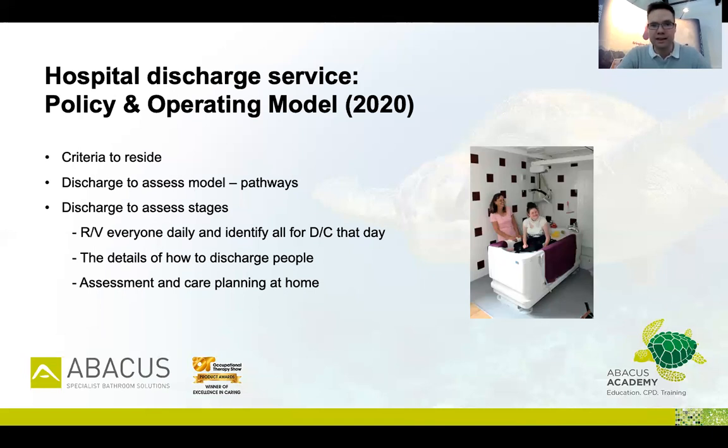It talks about the details of how to discharge people, talks about the assessment and care planning at home. Really what it says is that discharge to assess is a model and not an assessment in its own right. So it's a longer process from the minute somebody is either brought in to hospital by an ambulance or walks in and is admitted. So as soon as somebody is admitted to hospital, it's a really important point, they are part of the discharge to assess process.